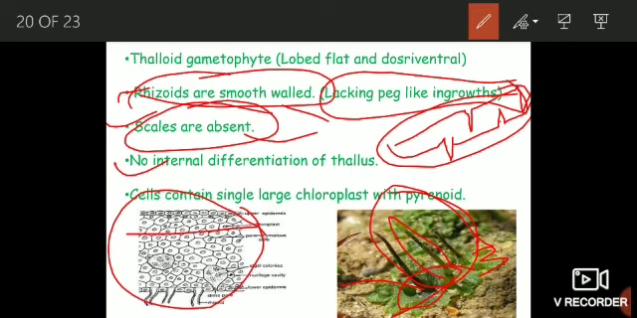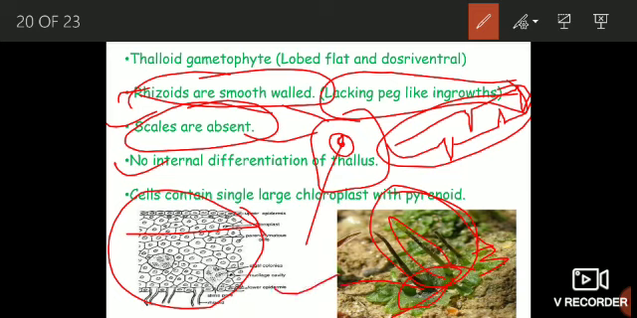And one more feature of these Anthocerotopsida is that the individual cells contain a single chloroplast, and this is also a distinguishing feature of this class, because we have seen in Hepaticopsida there are many chloroplasts within each cell, and these chloroplasts lack pyrenoids. But here in Anthocerotopsida, the individual cells have a single chloroplast, and this chloroplast has a pyrenoid.